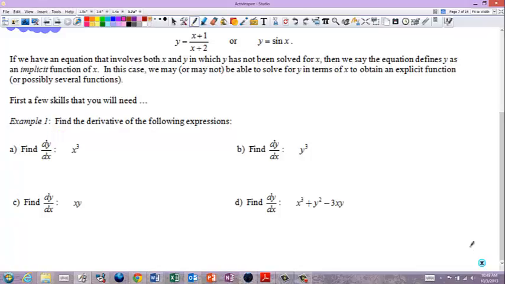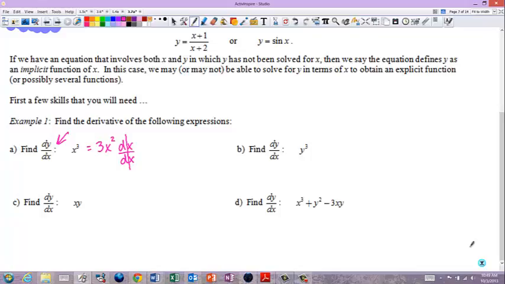The derivative of y with respect to x, that means you're taking the derivative of y, but your variable is x. So when you take just the derivative of x cubed, that's 3x squared dx/dx. What that means is you took the derivative of x with respect to x. Now we don't write that because it cancels out. You just didn't know you were doing it.